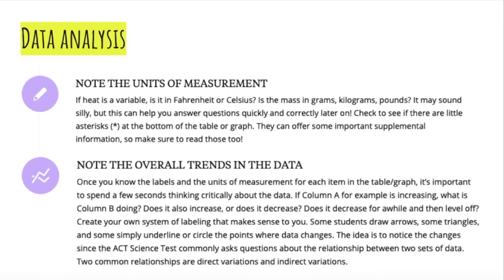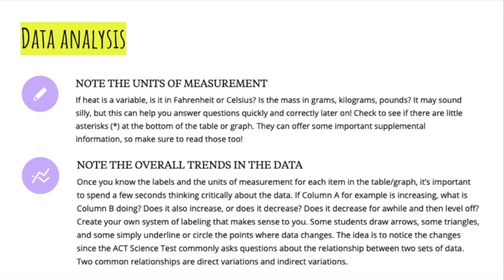Then you want to make note of the units of measurement and scale. If heat is a variable, is it in Fahrenheit or Celsius? Is the mass in grams, kilograms, or pounds? Look at the scale and make sure you understand what the data is measuring. Check to see if there are any little asterisks at the bottom of the table or graph. They can offer some important supplemental information, so make sure you read those too.